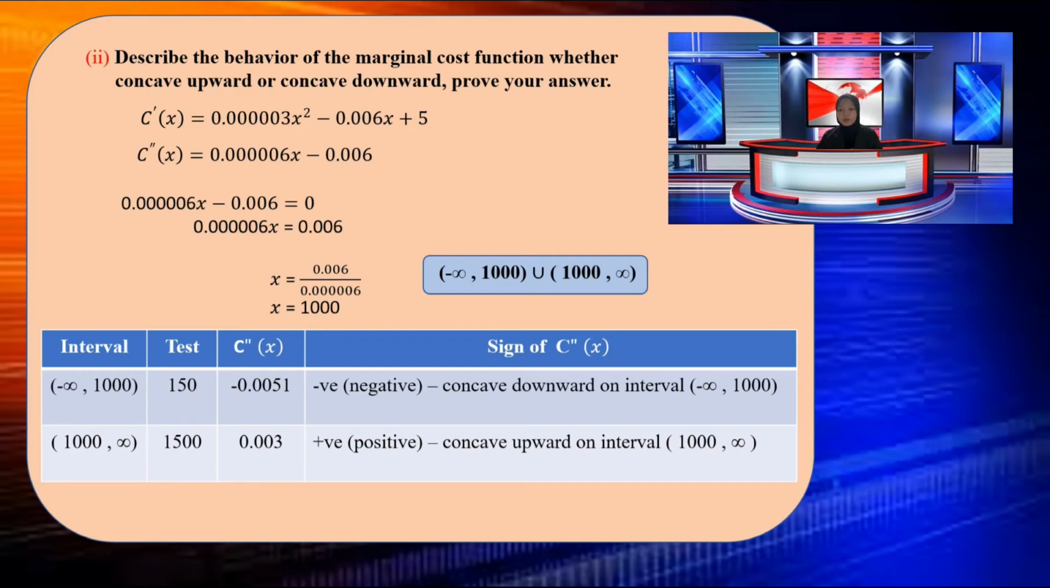Next, we do the interval 1000 to infinity and we test 1500 and substitute it in the second derivative of the C(x) function and we get 0.003. This shows a positive sign, so it is concave upward on the interval 1000 to infinity.